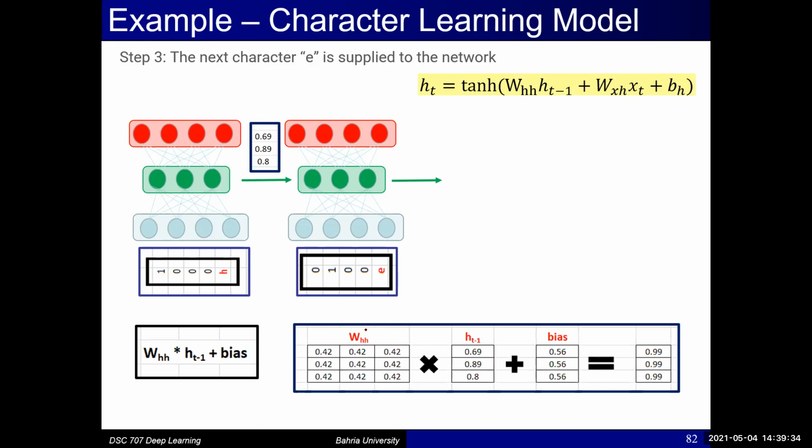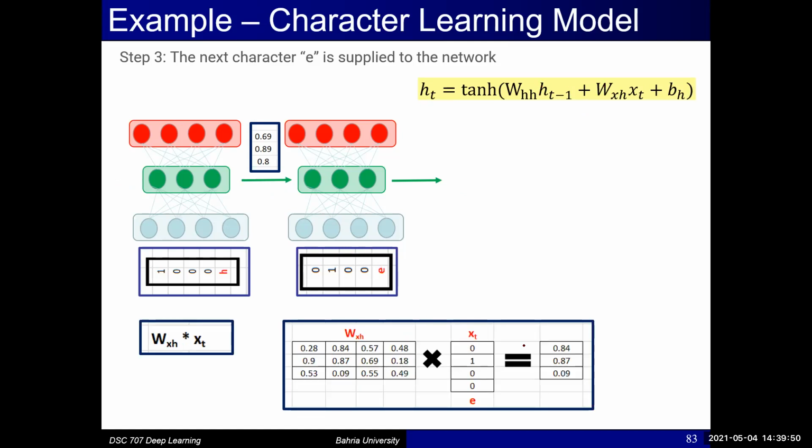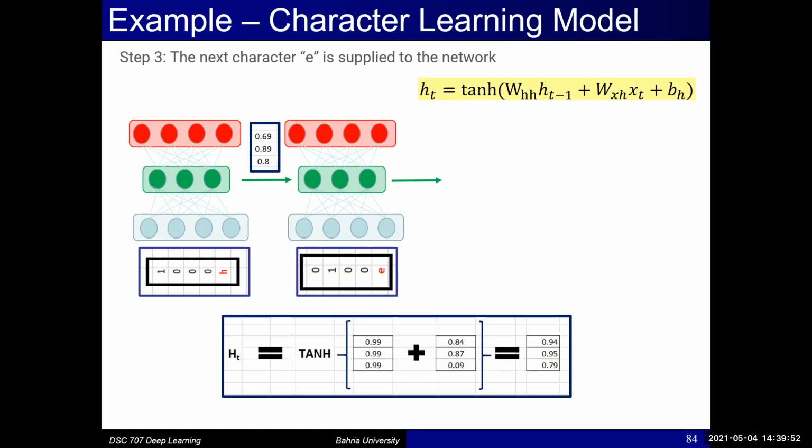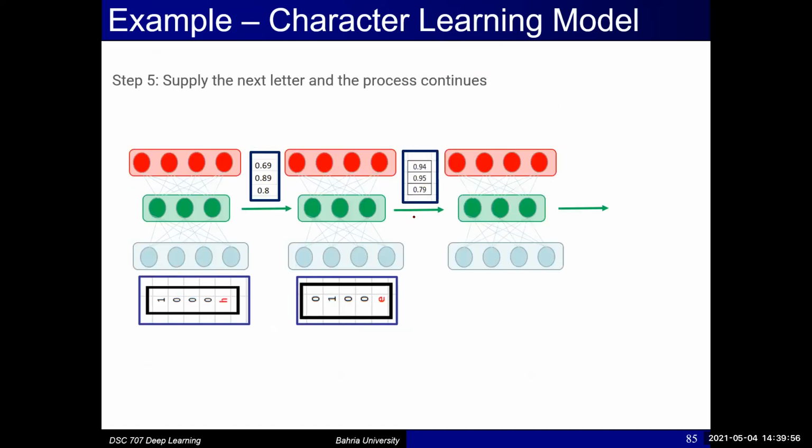Okay, we multiply WHH with the previous hidden state, which we computed, right? Then we add bias, and then we multiply E with WXH, which is on the next slide. So you add all of these three together, you apply the activation function, so you get this hidden state. And by the way, the same thing is going here. But we did not compute output, so that's why I ignored the red part for the time being.